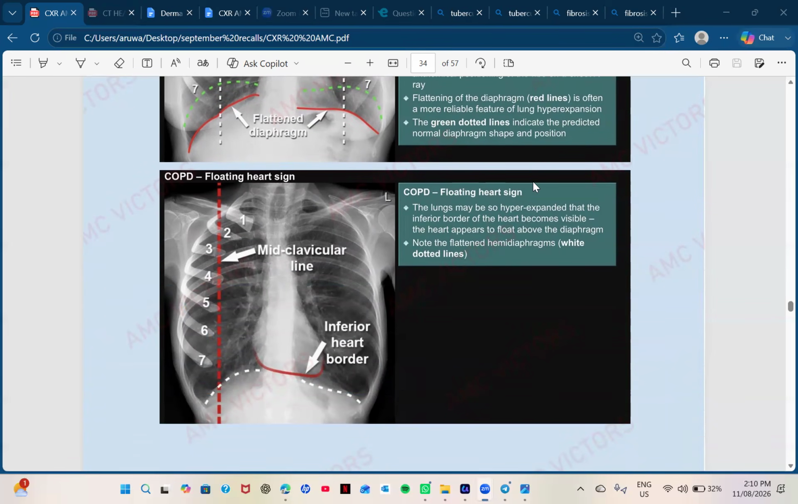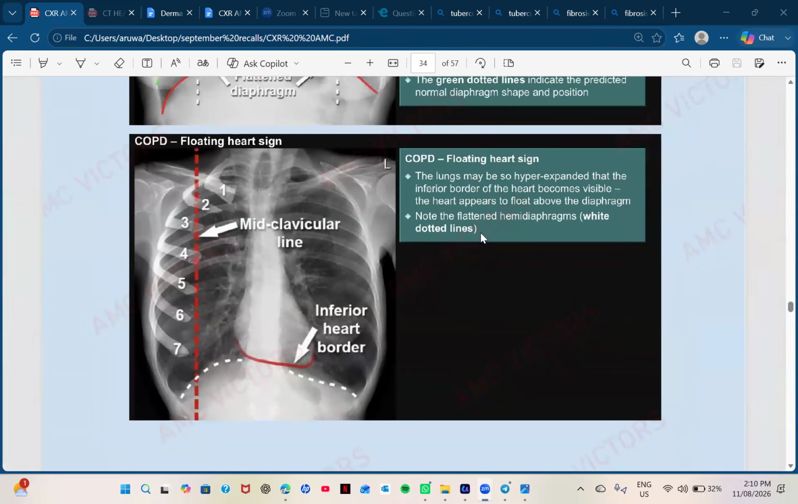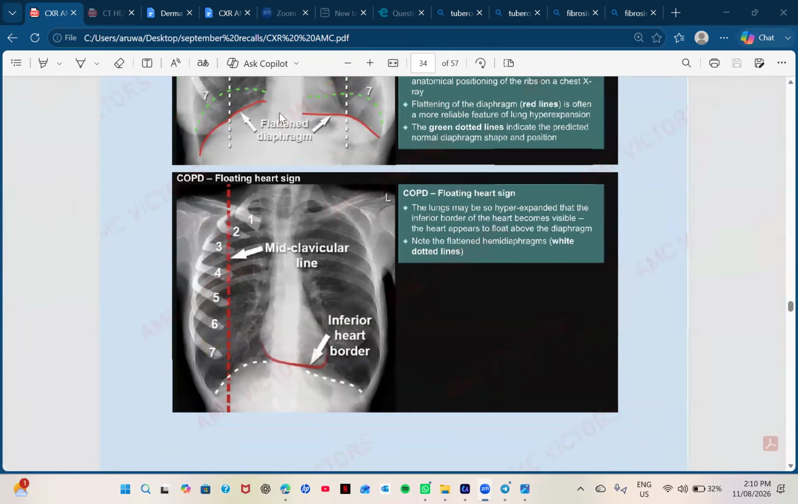So what is this floating heart sign? The lungs may be hyperexpanded and the inferior border of the heart becomes visible. The heart appears to float above the diaphragm. Can you see? It's above the diaphragm, right? Here is the non-flat hemidiaphragm. So you can think of it as floating, not connected to the diaphragm. That's why we are calling it the floating heart sign, right?